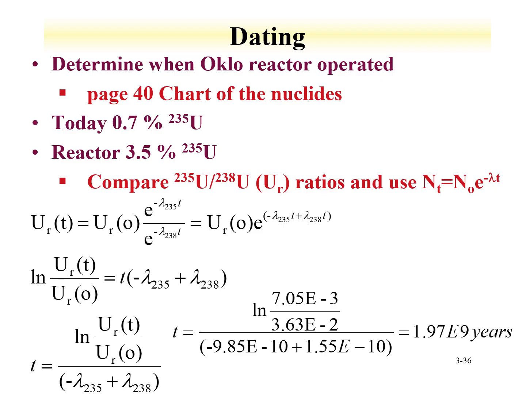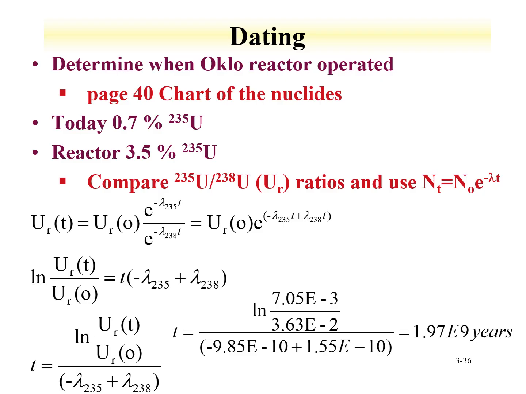This lower amount of uranium-235 indicated that it had previously fissioned, and they also saw some evidence of some fission products. So it indicated that at one time, the configuration of this natural ore body was sufficient to create a natural reactor. And you can read about the details of this.